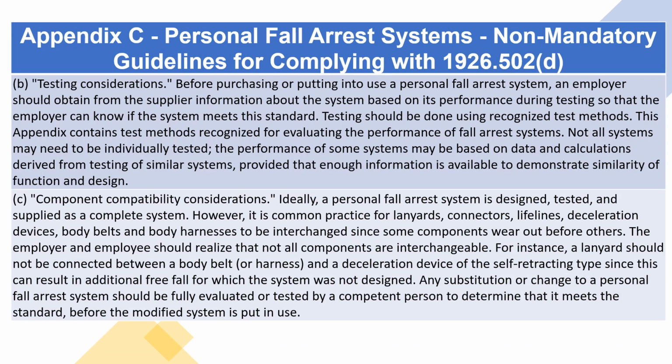Testing considerations. Before purchasing or putting into use a personal fall arrest system, an employer should obtain from the supplier information about the system based on its performance during testing so that the employer can know if the system meets this standard. Testing should be done using recognized test methods. This appendix contains test methods recognized for evaluating the performance of fall arrest systems. Not all systems may need to be individually tested. The performance of some systems may be based on data and calculations derived from testing of similar systems, provided that enough information is available to demonstrate similarity of function and design. C.